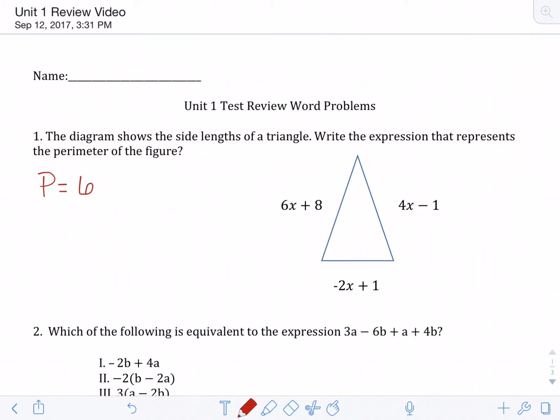So you have 6x plus 8 plus 4x minus 1 minus 2x plus 1. So all I did is just wrote down all of my sides. We're adding them all up together. Okay, we're going to combine like terms. So we have a 6x, we have a 4x, we have a minus 2x. Whenever I combine those, we get 6 plus 4 is 10. 10 minus 2 is 8, so there is 8x.